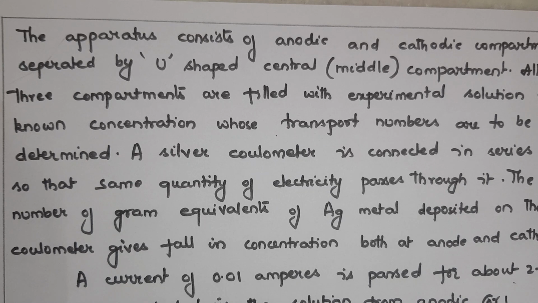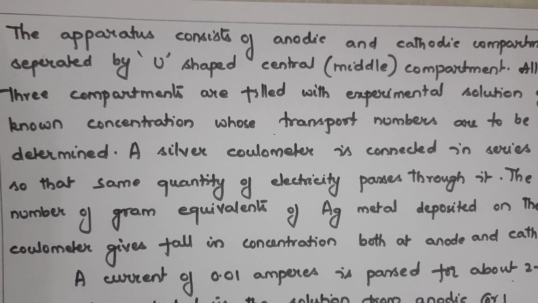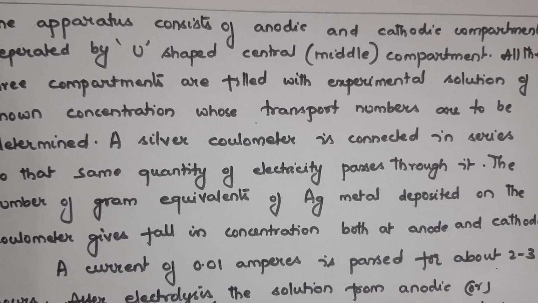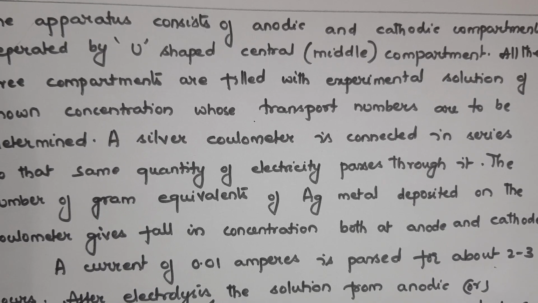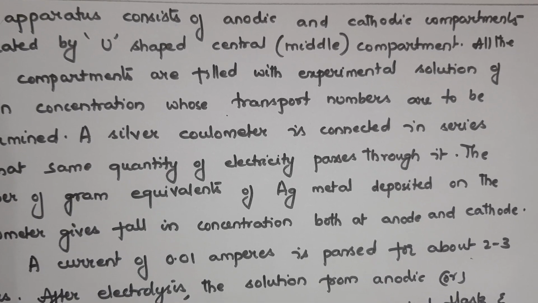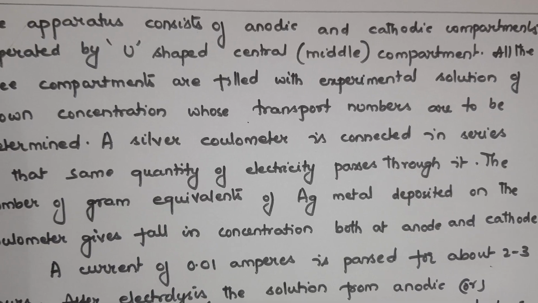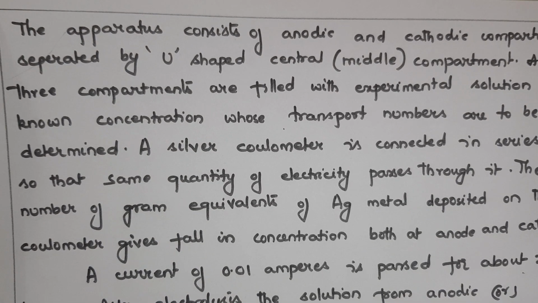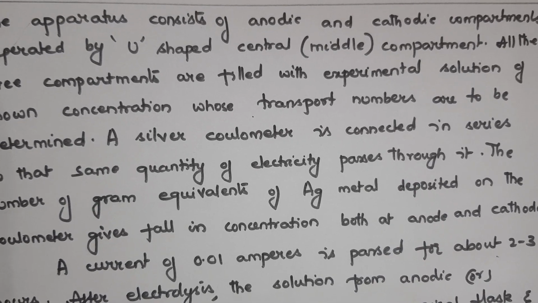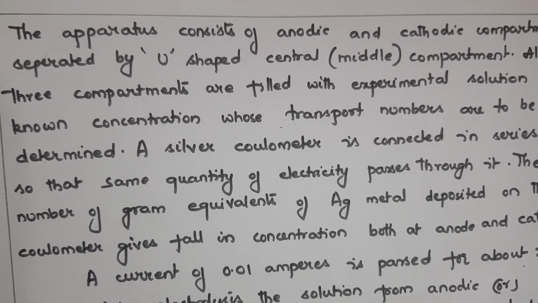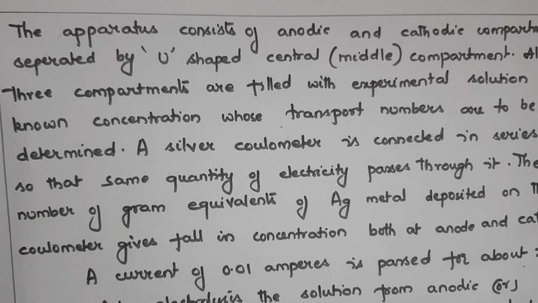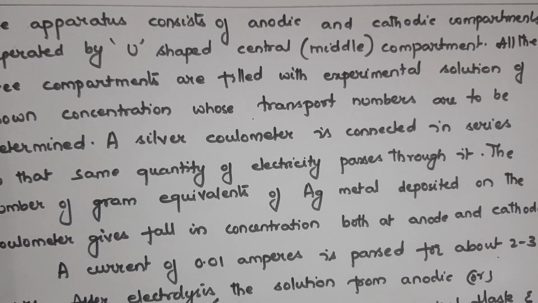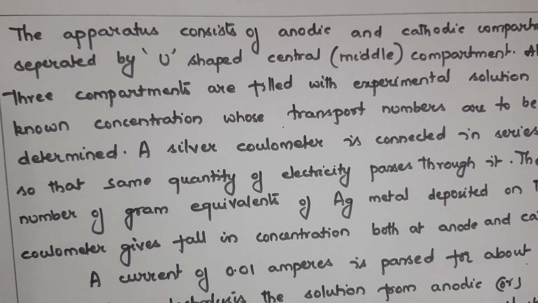So here are the notes that I have told, students. The apparatus consists of anodic and cathodic compartments separated by a U-shaped central middle compartment. All the three compartments are filled with the experimental solution of known concentration whose transport numbers are to be determined.